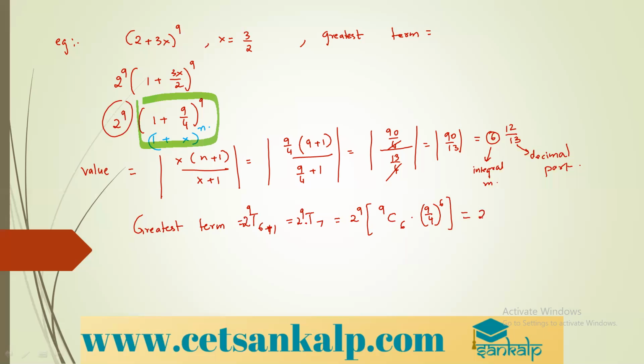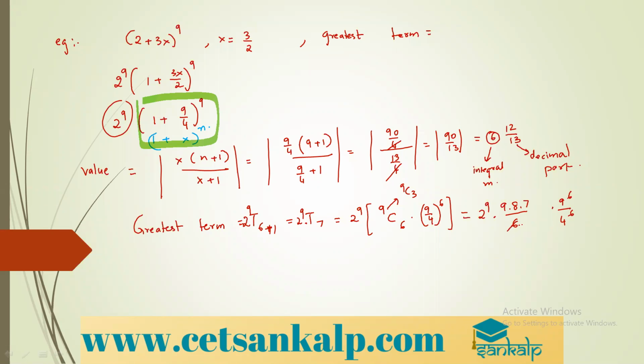So when I simplify, I will have 2 power 9, 9C6 is 9C3. Start with 9, 8, 7, 3 numbers by 3 factorial. And after that, what will I do? 9 power 6 by 4 power 6. These all numbers I have to multiply. It is very difficult to multiply all these. So I will try to put it in an easy way.